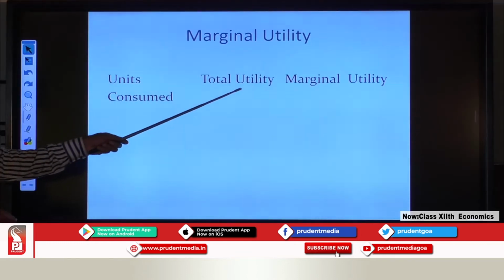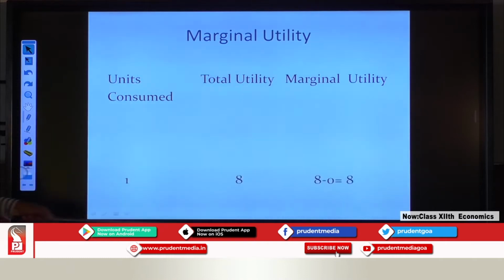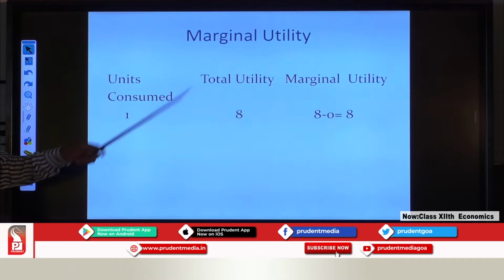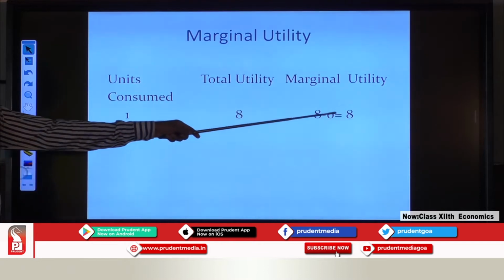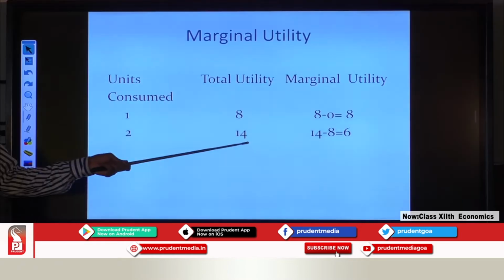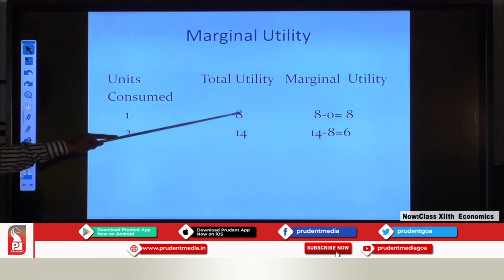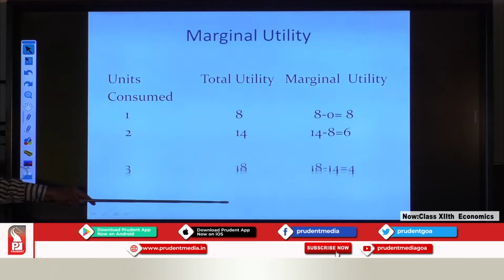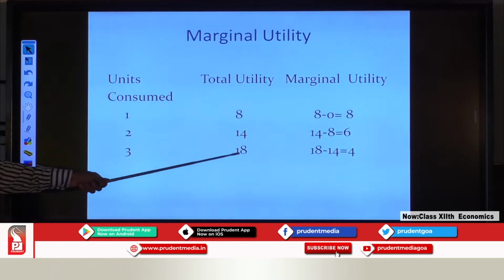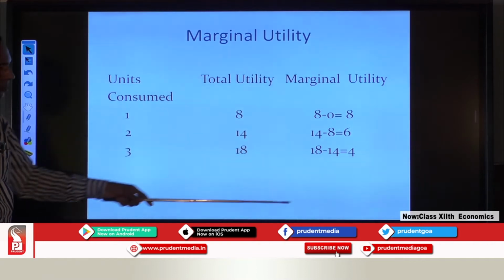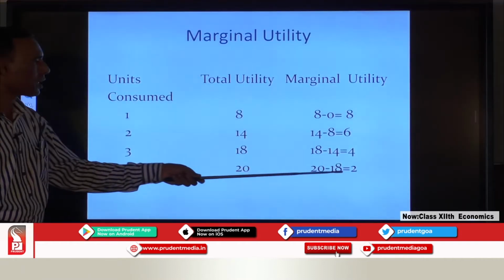Units consumed, total utility, marginal utility. Now, I consume the first unit of the commodity. I get satisfaction of 8 utils. 8 minus 0, it is 8. I eat another apple. I get 14. So, 14 minus 8, marginal utility is 6. Third apple, 18. 18 minus 14, it gives me 4. So, 20 minus 18, I am getting 2.